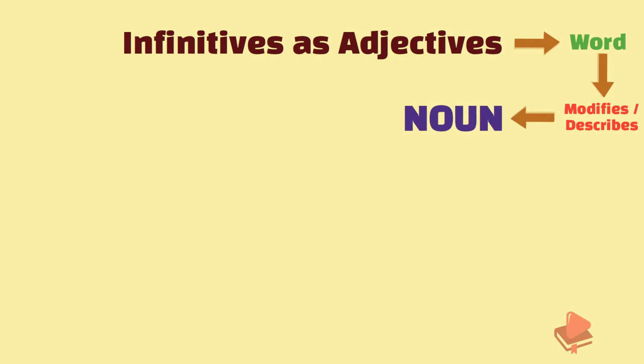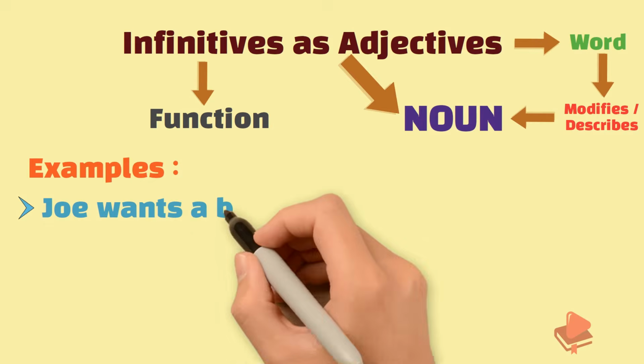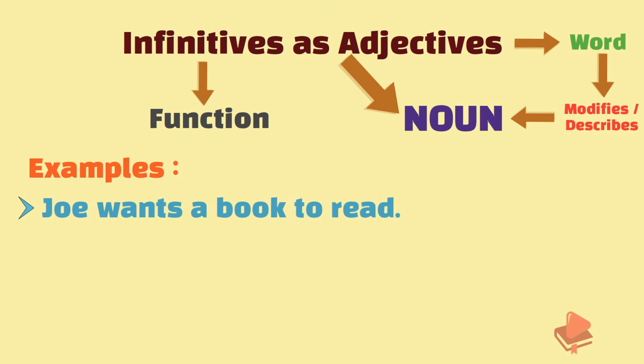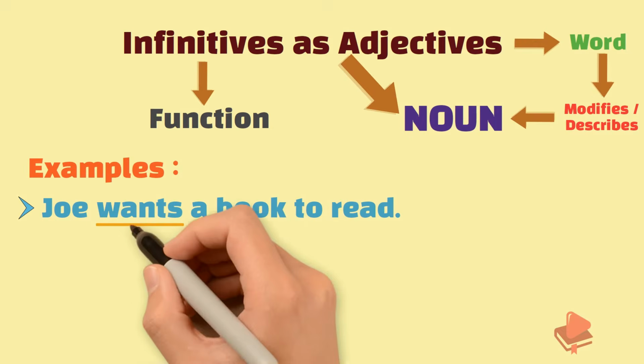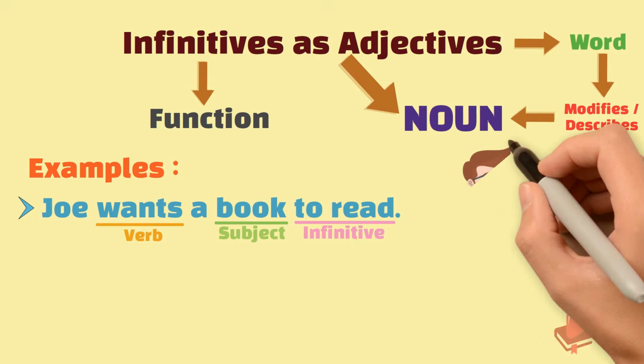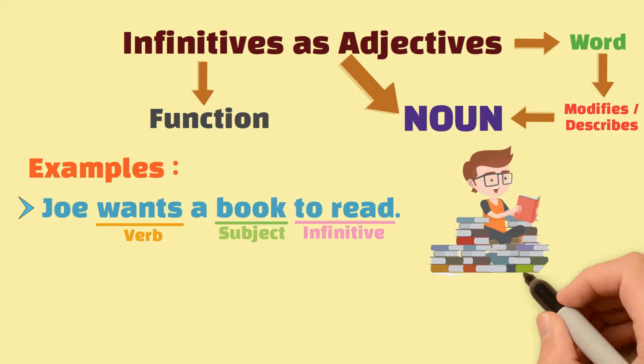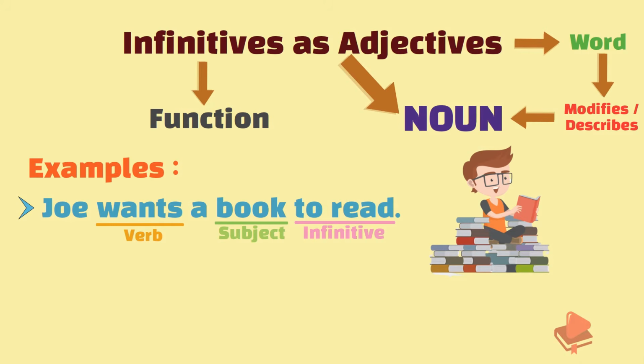So, infinitives function as adjectives when they modify or describe the noun in a sentence. Let's understand this with an example. Joe wants a book to read. In this sentence, the verb is want, and the subject is the noun book. We also see the infinitive to read, which is describing the book. So Joe isn't looking for just any book, he is looking for a book to read.